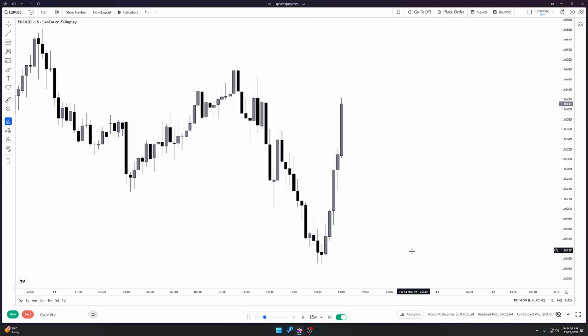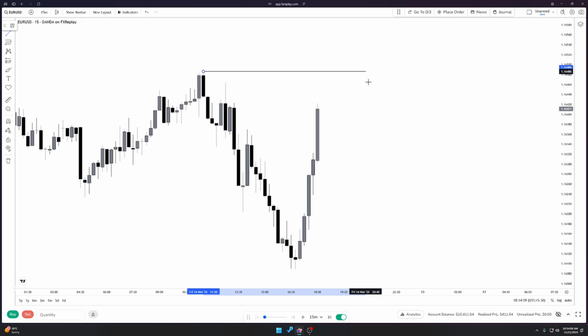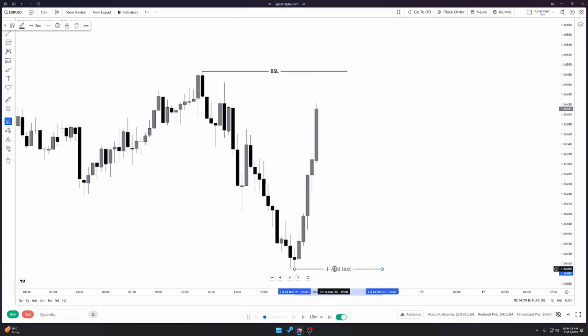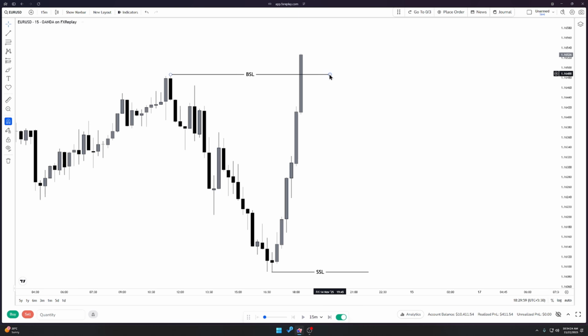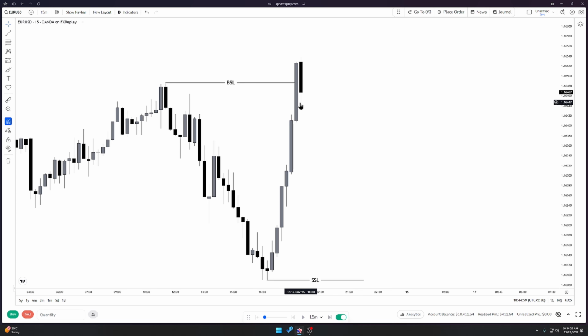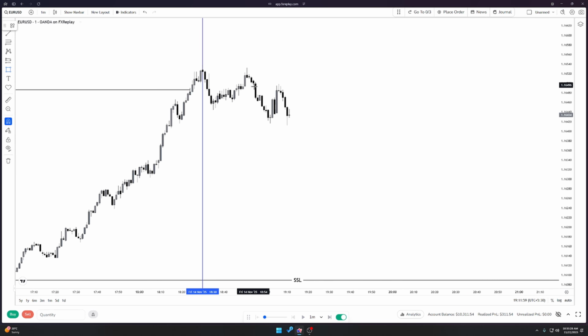Now, in this example, we have a swing high, which we will mark as our buy side liquidity, and a swing low, which we will mark as our sell side liquidity. You can see that this buy side liquidity gets swept right at 6:30 p.m. Indian time, which is 8 a.m. Eastern time. Next, we drop down to the 1-minute time frame to look for entries.